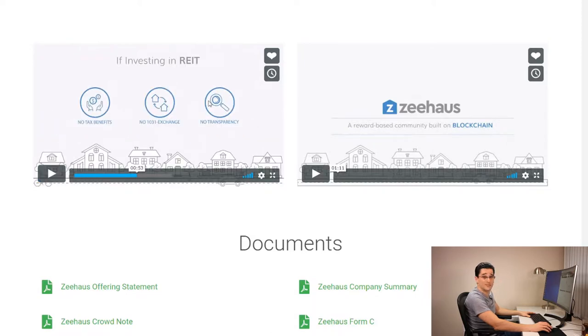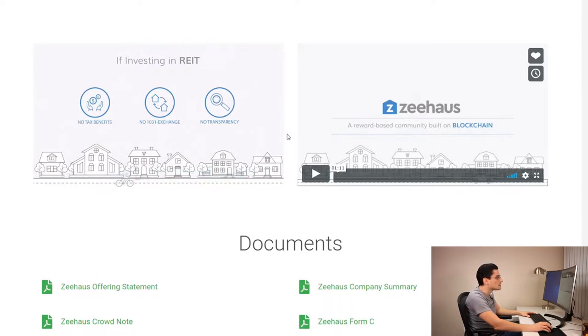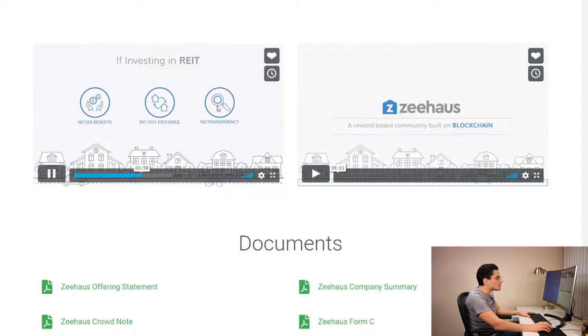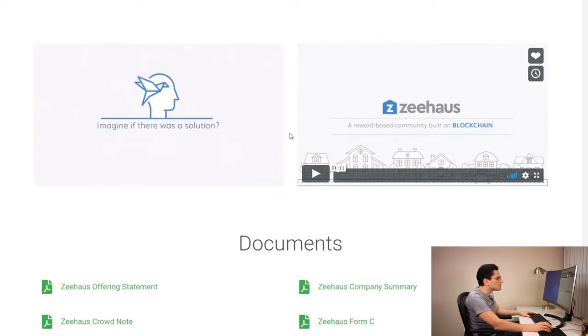No transparency in the REIT? They need to file audited financial statements. So I don't know what that's all about. Asset depreciation and the ability to deduct operating expenses. I don't know about that one. Imagine if there was a solution.